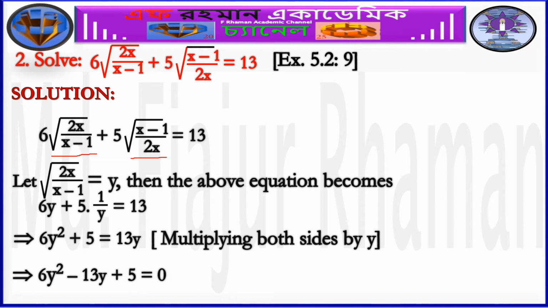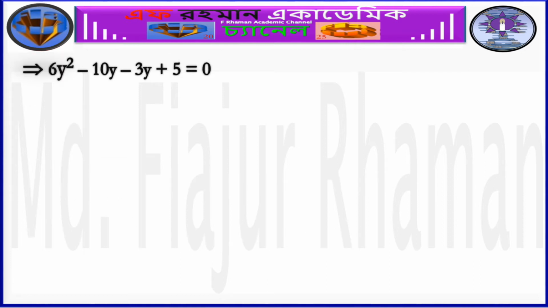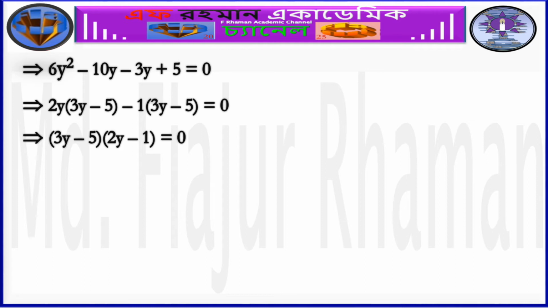This equation implies that 6y squared minus 10y minus 3y plus 5 is equal to 0. Taking common 2y from the first and second term and minus 1 from the third and fourth term, this equation implies 2y into (3y minus 5) minus 1 into (3y minus 5) is equal to 0. Taking (3y minus 5) common again, this implies (3y minus 5) into (2y minus 1) is equal to 0.